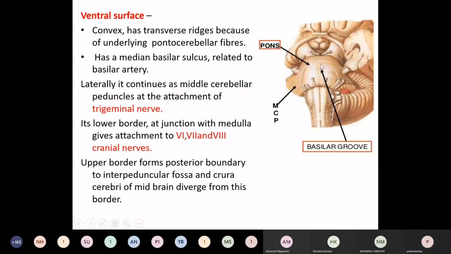At the junction between the middle cerebellar peduncle and the ventral surface of the pons, there is attachment of the 5th cranial nerve, that is the trigeminal nerve. So the trigeminal nerve, the 6th nerve, that is abducent, the 7th facial and the 8th vestibulocochlear nerves emerge on the pons.